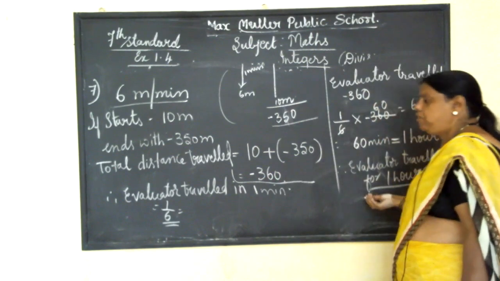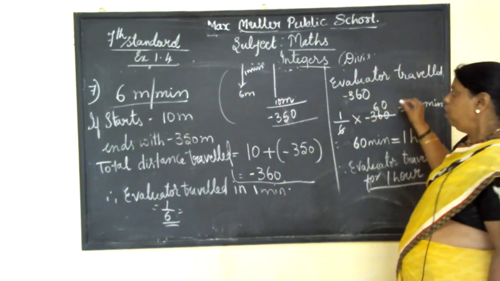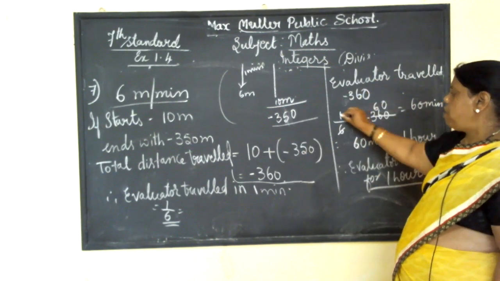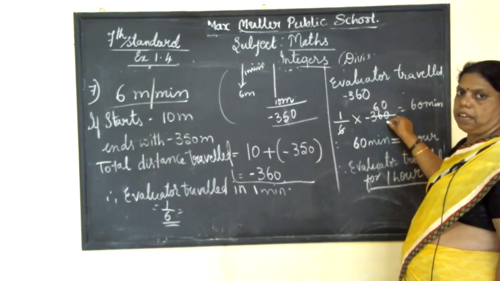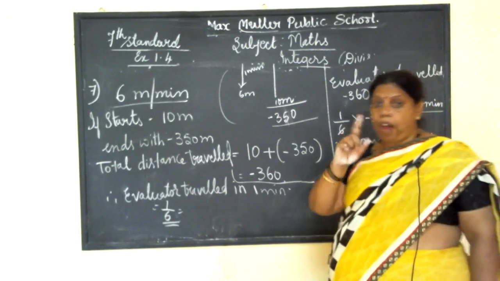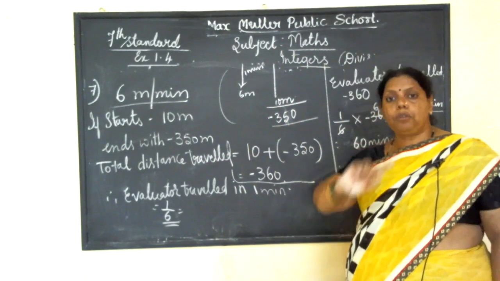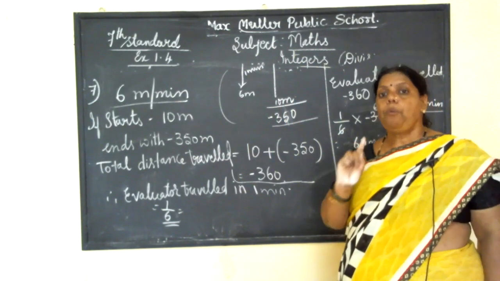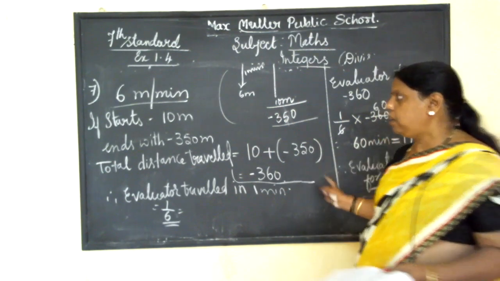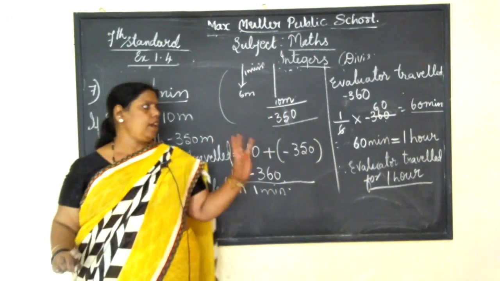Okay. When it travels 1 meter in 1 minute, we write 1 by 6. So we did 360. 1 by 6 minus 360 into minus 360. You got 60 minutes. So, it took 1 hour to get inside from 10 meters to 350 meters. That is throughout 360 meters, it took 1 hour. Did you understand? Okay. You cleared? 1 hour it has taken to travel 360 meters.